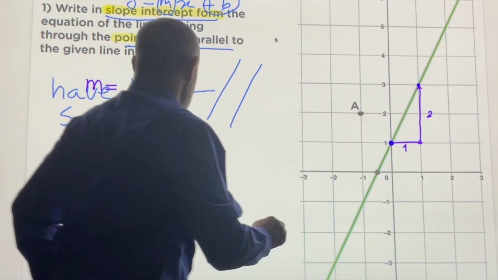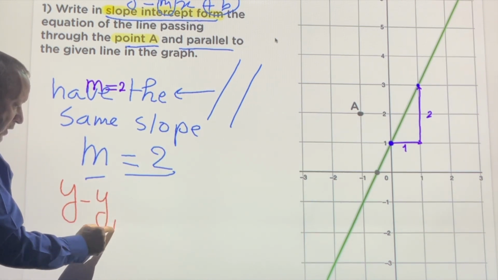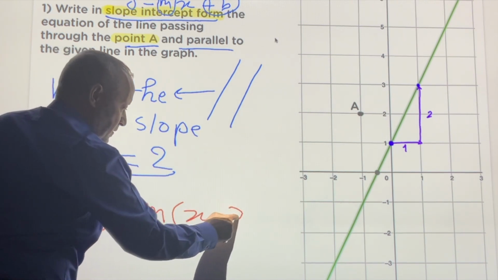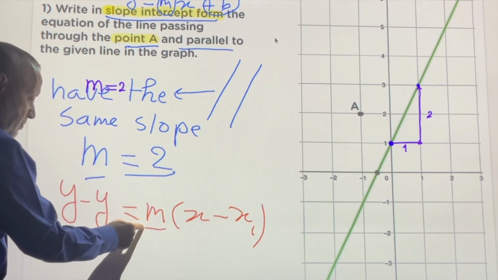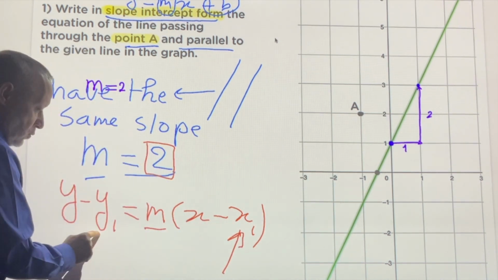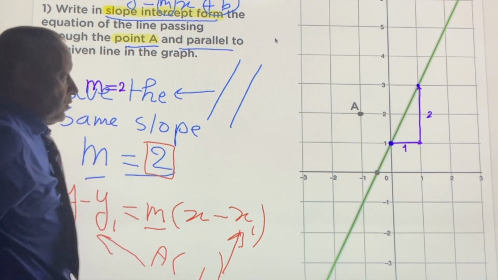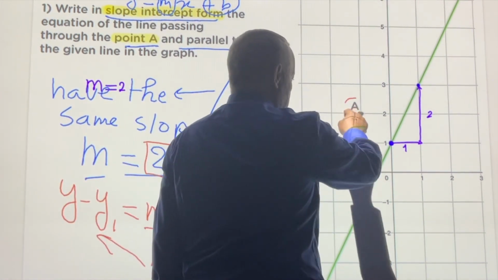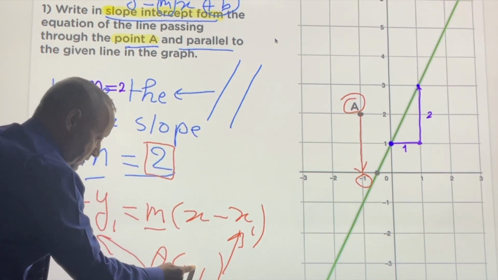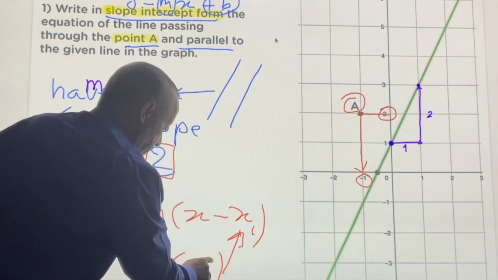The point slope form is like this. I think they give you this formula in the formula sheet in the exam. y minus y1 equals m times x minus x1. What is m? This slope. What are x1 and y1? The point A. What are the coordinates of point A? You go to the graph and you collect them. This is A. The x is -1, so you put here -1, and the y is 2. We put here 2.